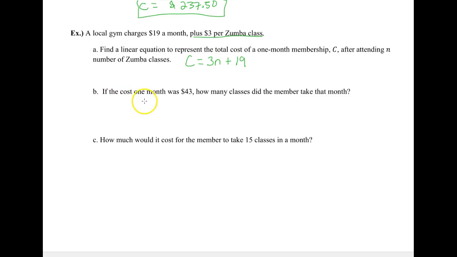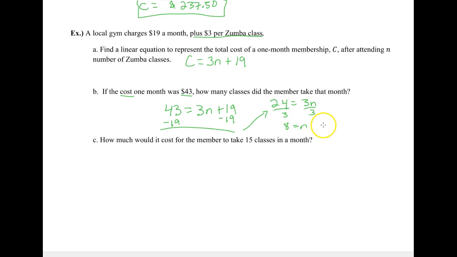Part B says if the cost of 1 month was $43, how many classes did the member take that month? So now we know the cost was $43, so we're replacing C with 43. We don't know the number of Zumba classes. I want to find N, so I have to get rid of the 19, the constant, from both sides. Subtract that away. 43 minus 19 is 24. Just bringing this up here. And then lastly, dividing by 3 and getting 8. So they took 8 Zumba classes.